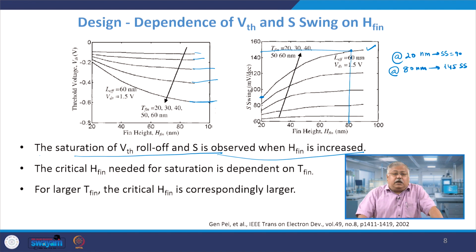And now the critical height of the fin needed for saturation is dependent on T fin. That is quite an interesting phenomena. That means if my T fin changes, then the minimum height required to form the channel is also changing. Now if I have a larger T fin, the critical H fin for forming the channel is also higher, right. Just think about it, why is it like that? From primarily basic principles you will be able to generate this idea, why is it like this, that both increase in the proportionate manner.